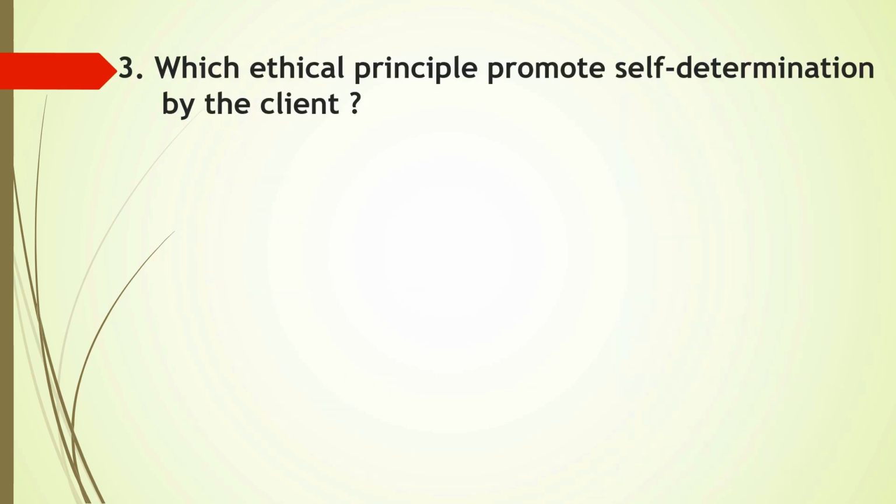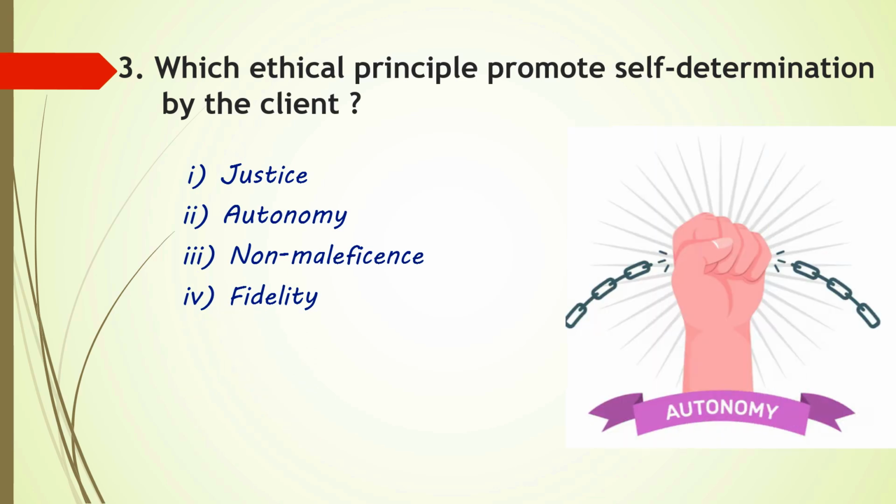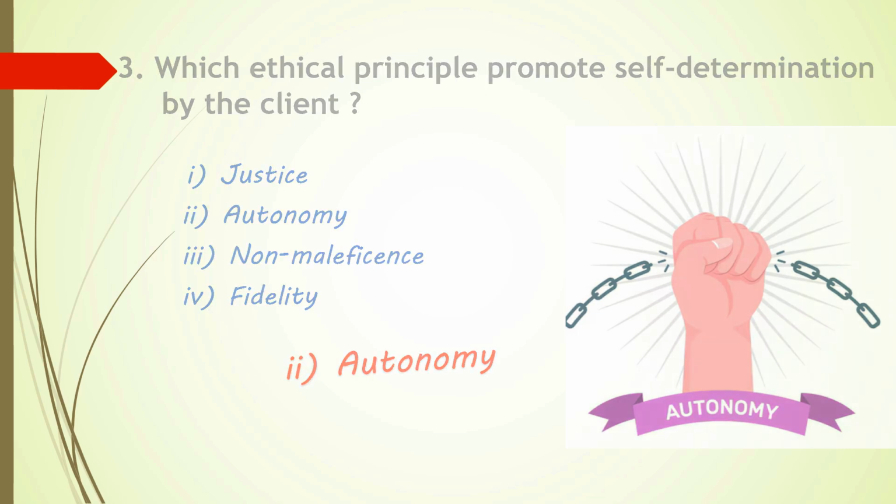Next question. Which ethical principle promotes self-determination by the client? Options are justice, autonomy, option 3 non-maleficence, or option 4 fidelity. Yes, the term autonomy is the capacity for self-governance or independence and the freedom to make informed decisions. Here option 2 autonomy is the ethical principle that promotes self-determination by the client.